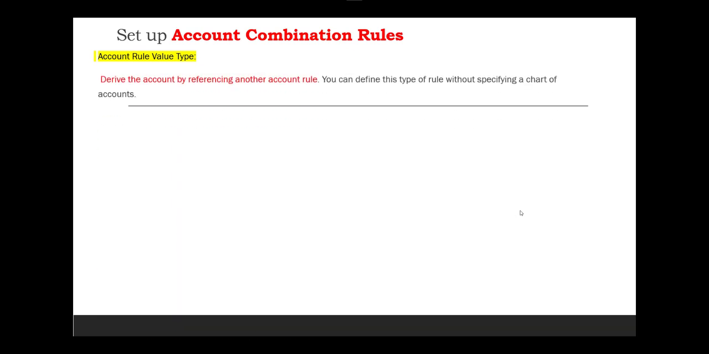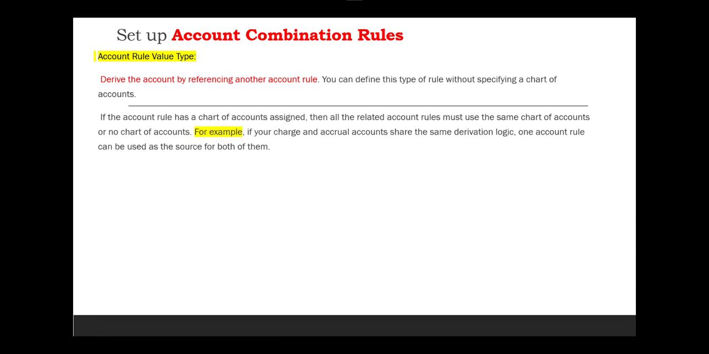For the account rule type, to derive the account by referencing another account rule, you have to define this type of rule without specifying a chart of accounts, and this is specific for purchasing, to derive the account by another account as a reference. If the account rule has a chart of accounts assigned, then all related account rules must use the same chart of accounts or no chart of accounts. Either the same chart of accounts or no chart of accounts. For example, if the charge and the accrual account share the same derivation logic, one account rule can be used as a source for both of them.